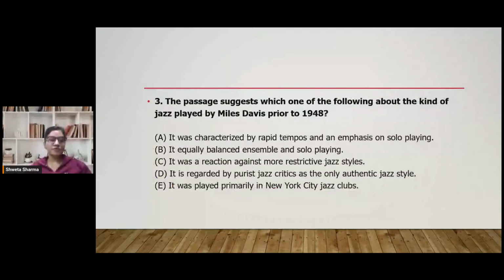The passage suggests which of the following about the kind of jazz played by Miles Davis prior to 1948? It was characterized by rapid tempos and an emphasis on solo playing. Equally balanced ensemble and solo playing. Was a reaction against more restrictive jazz styles, or is it regarded by purist jazz critics? 30 seconds, tell me the correct answer. It was characterized by rapid tempos, emphasis on solo playing, so the answer should be A for this. Right, the answer should be A.